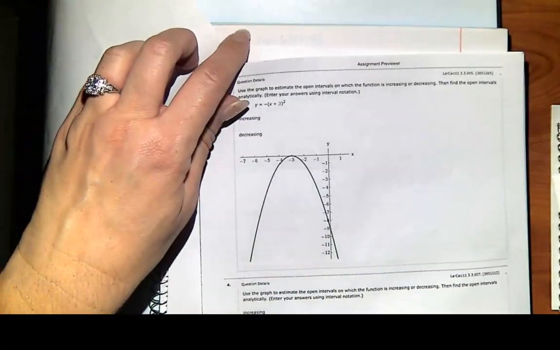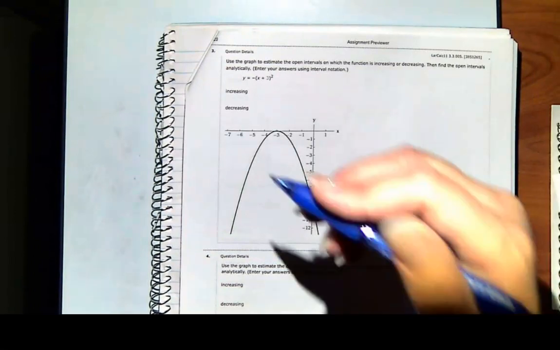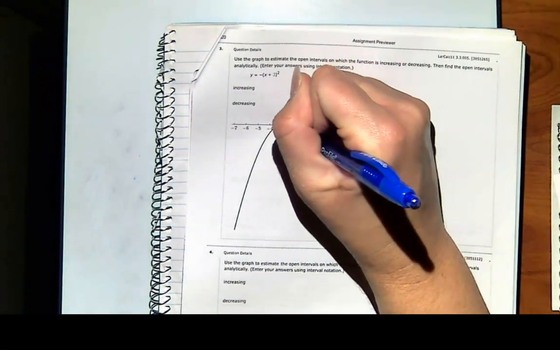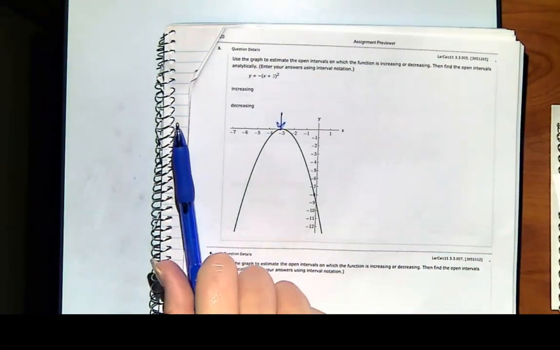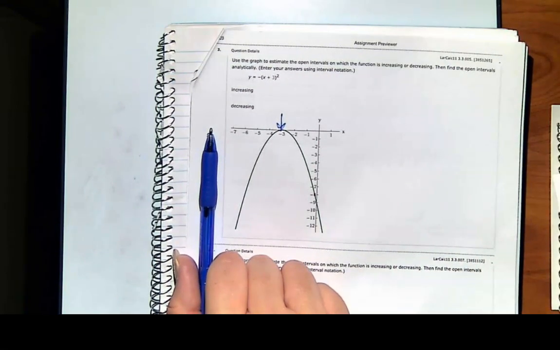All right, so what we have is, I would like to estimate the open intervals on which he's increasing or decreasing. So you know that he's going to stop right here. So from left to right, he's going to be increasing. Remember, you're telling me width, not height.